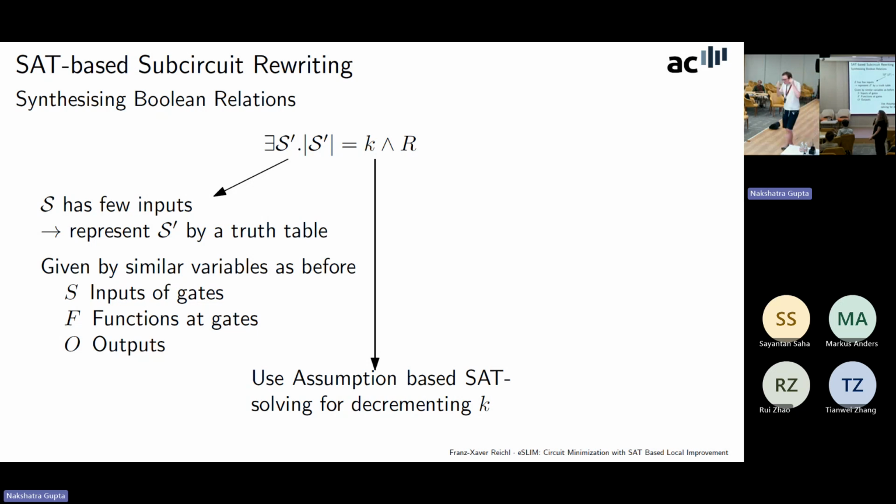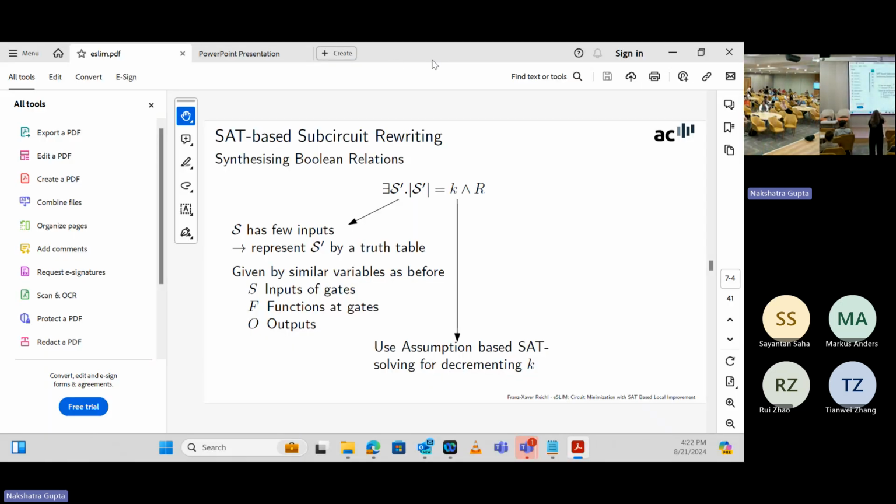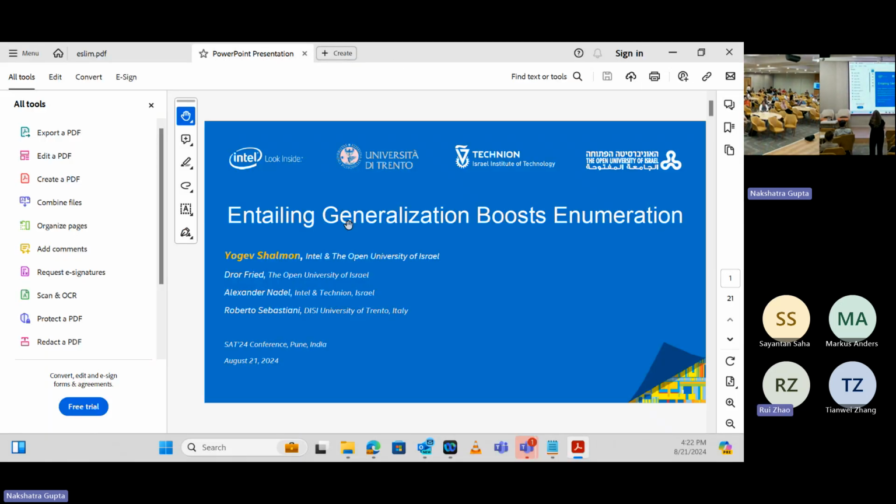Okay, then let's thank the speaker again and we can continue. The next talk will be by, I don't dare to pronounce, but it will be about boosting entailment.